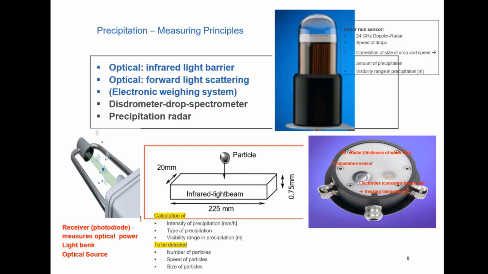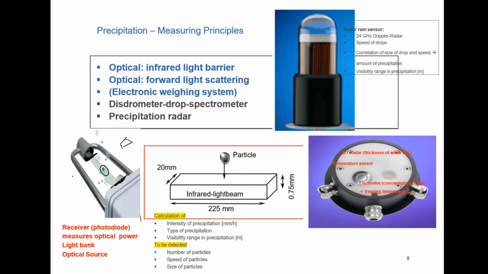The first one is the optical one, which we call the infrared light barrier, as you can see here. So we have that infrared device. This one is its starting point, this one is its ending point. So it passes the infrared signal, and according to the size of the precipitation in terms of length, width, and height, we can receive its signal.